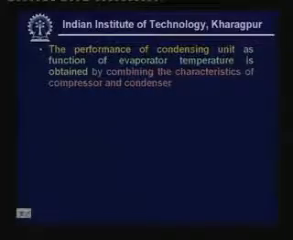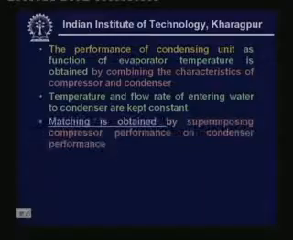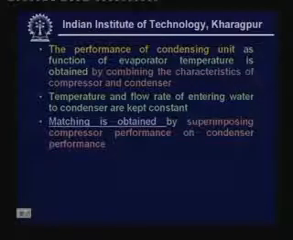So, the performance of the condensing unit as a function of evaporator temperature is obtained by combining the characteristics of compressor and condenser. Temperature and flow rate of entering water to the condenser are kept constant. So, here what we are assuming is that the inlet water temperature and the flow rate of cooling water are both constant, and matching is obtained by superimposing compressor performance on condenser performance. Let me show this.